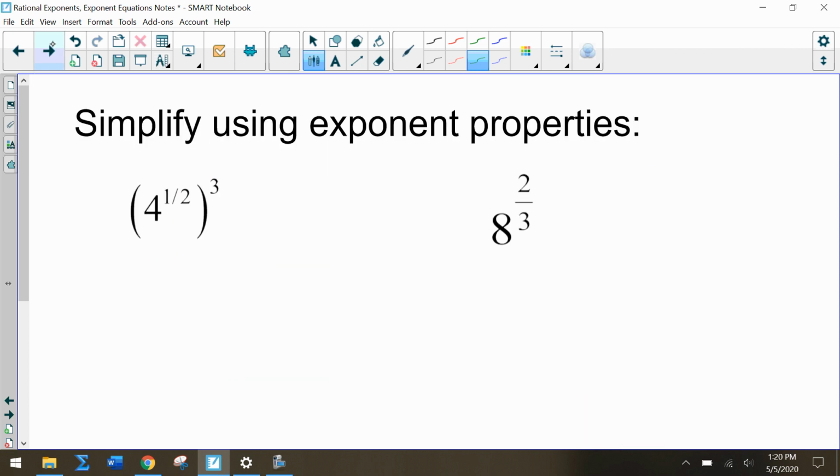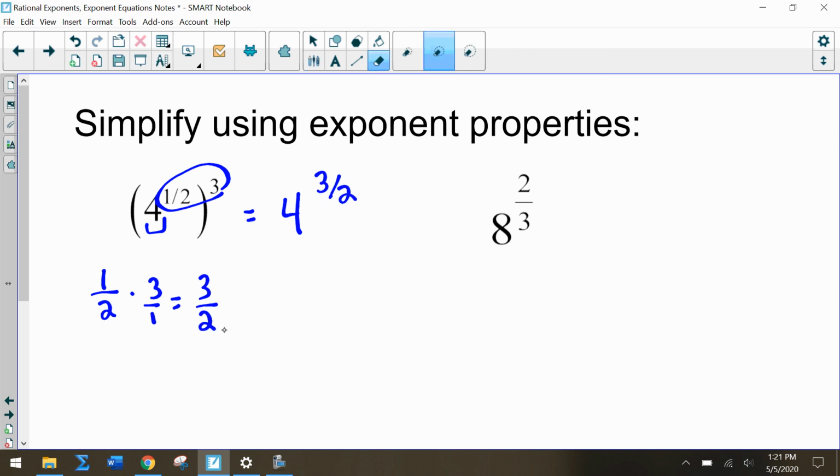Okay, so now for these, we want to simplify using properties of exponents. And if we think about this, we know that if we have a power, an exponent raised to an exponent, we have our base is 4, we have to multiply these. So this is equivalent to 4, and then 1/2 times 3, that gives us 3/2.